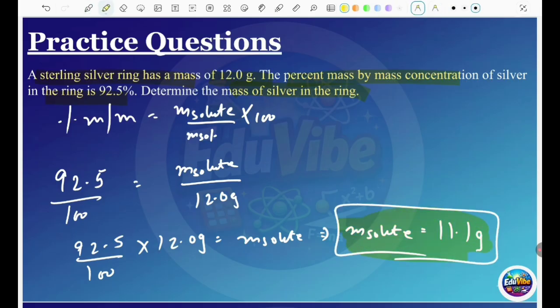Sometimes they give you this type of thing too, the reverse thing. So that's how mass by mass volume works again.